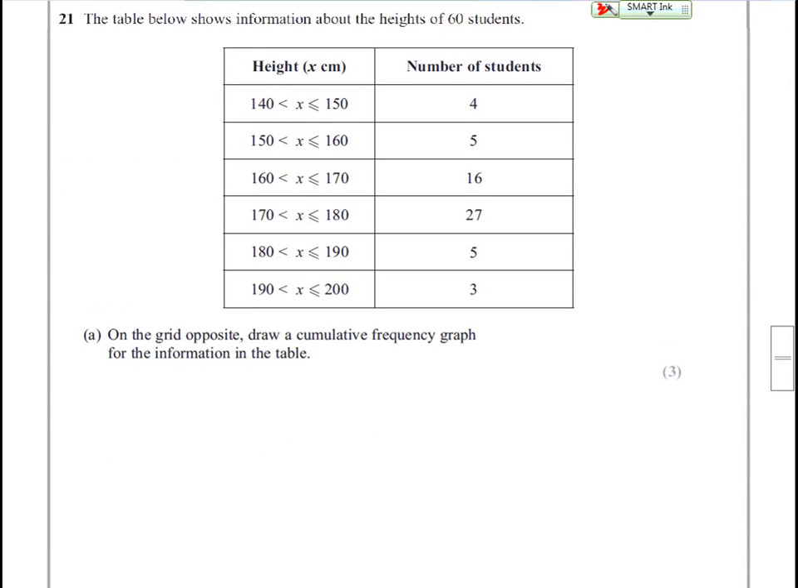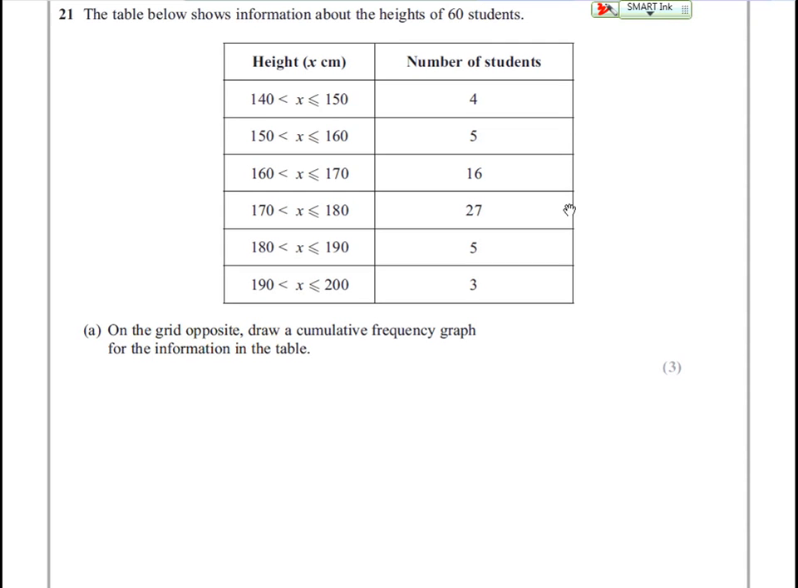Draw a table to the side, scroll down, and then draw the graph, the cumulative frequency graph that's going to be our answer. Cumulative frequency means that we add up as we go along. And what we do is we plot the total amount at the end of the diagram. What I mean by that is once you're up to 150, you've had 4 people. Once you're up to 160, you've had 4 plus 5 people.